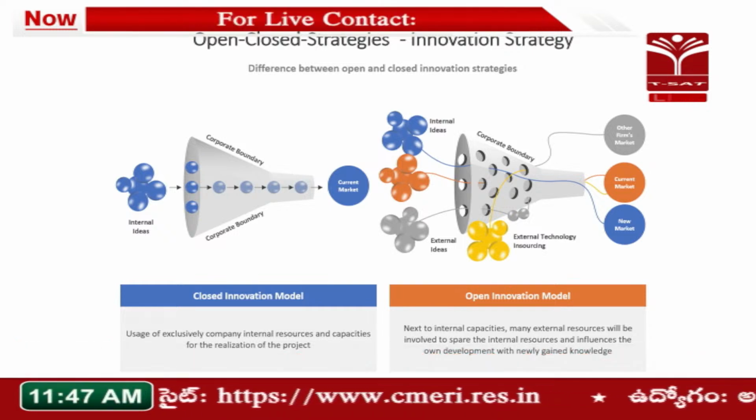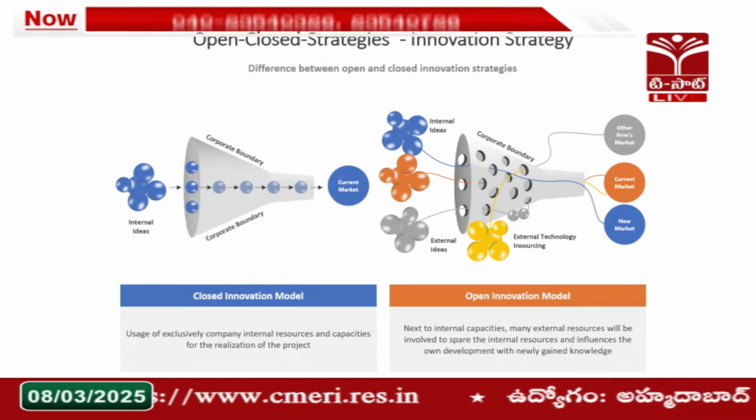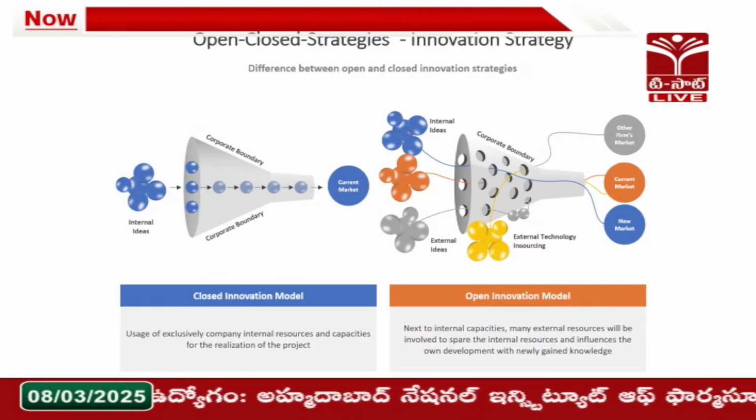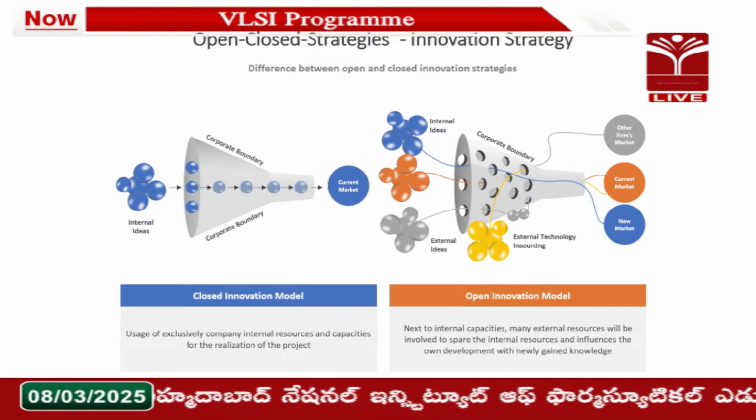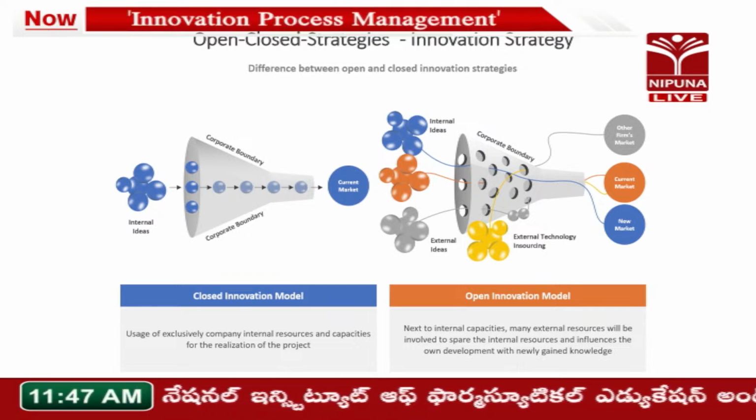Two models for the innovation process. One is open innovation, the other is closed innovation. In the left side diagram, the blue one is closed innovation, and on the right side, the orange one is open innovation.